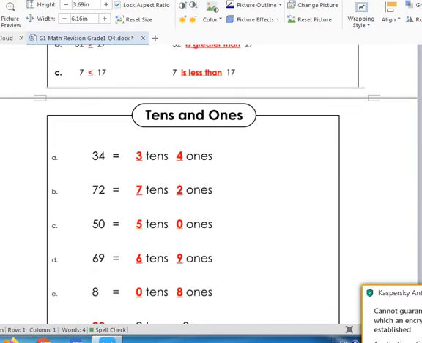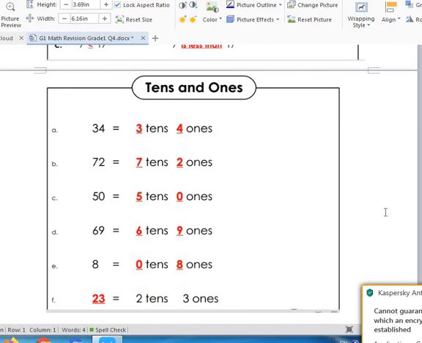Okay, moving to tens and ones. 34. Do you remember? We start from the right side. When I want to write the tens and ones, I start from my right side. My right hand here is 4. 4 is the ones. Comes after the ones, tens. I have 3 in the tens. So I am having here 4 ones, 3 tens.